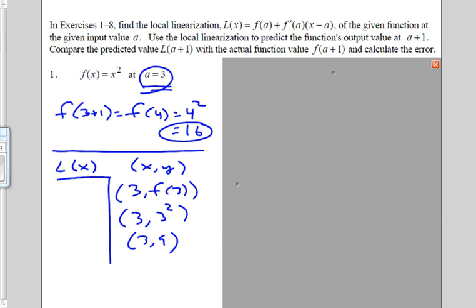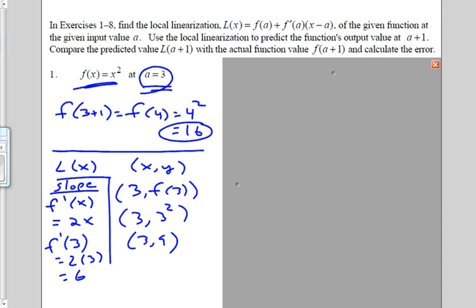The next thing we need to do is find the slope. To find the slope, we need to find f prime of x. Well, f prime of x equals 2x, taking the derivative of the function. And then we want to find the slope at the point x equals 3. So f prime of 3, which is 2 times 3, which equals 6. So my equation then is going to be y equals 6 times (x minus 3), plus 9.